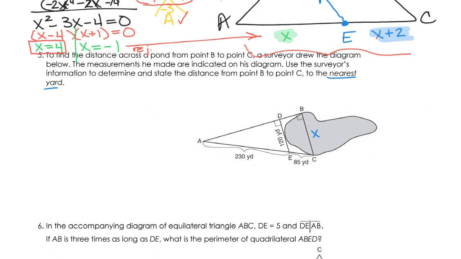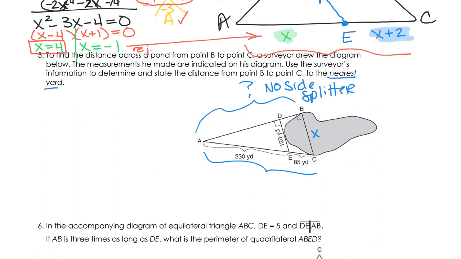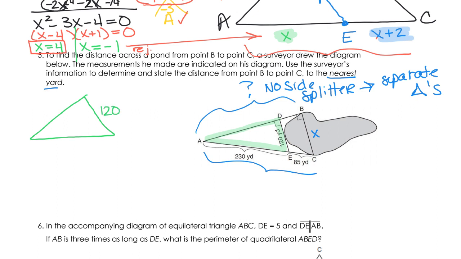This is not side splitter because that parallel line, DE, is splitting this side, and we don't have this side, so no side splitter. Instead, when we know that it's not side splitter, we have to separate our triangles to see the sides a little bit better. So I'm going to highlight my one triangle and redraw it over here. In that triangle, I have 120 on this side, and I have 230 on this side.